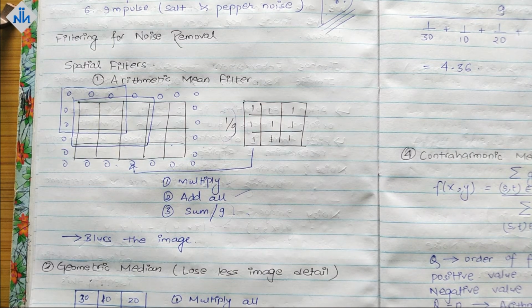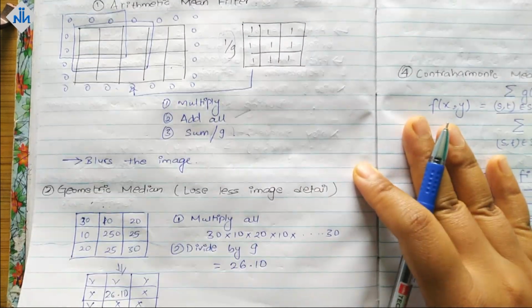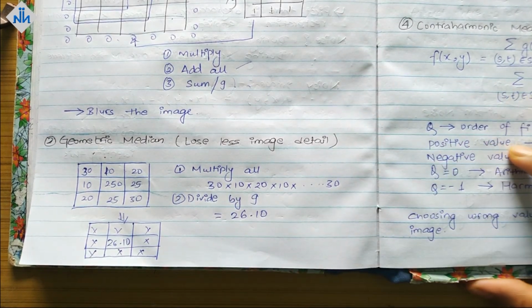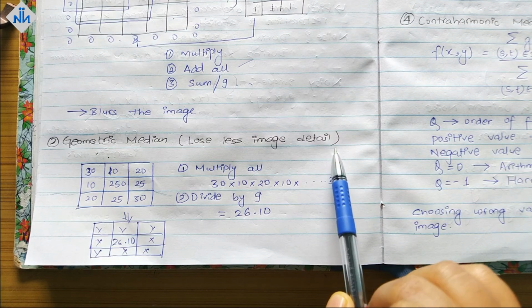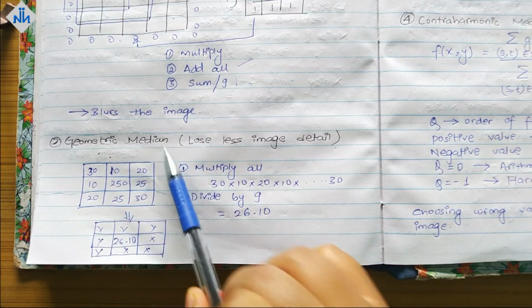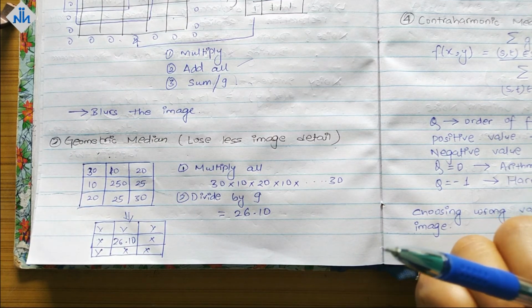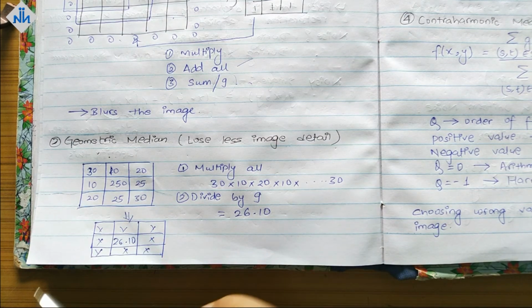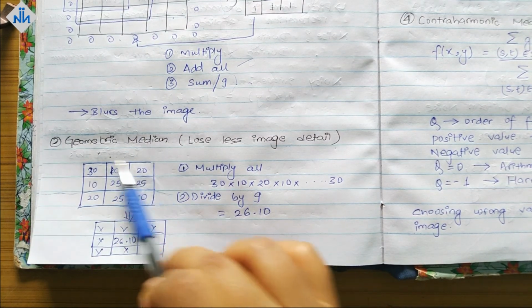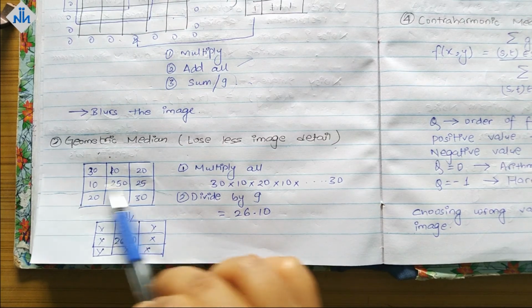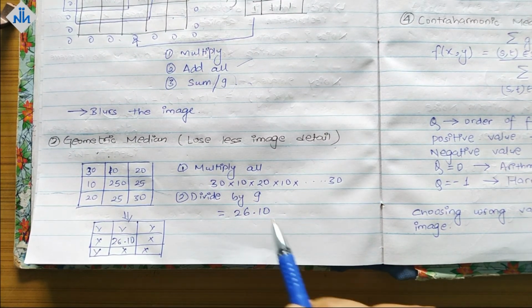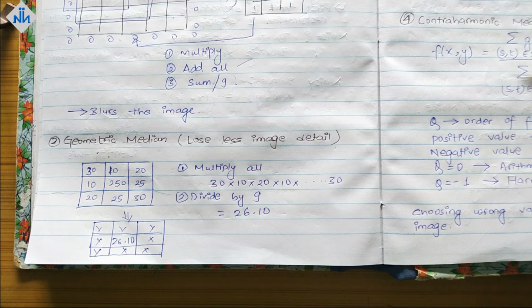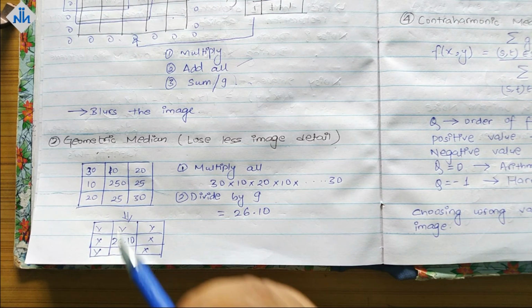But this filter is not commonly used because it blurs the image. Next, we have the geometric mean filter. In this, we lose less image detail, it does not really blur, so the geometric mean is also used. For this one, it is the same task. We have our image, and we multiply all of it, and after multiplying, we divide by 9.